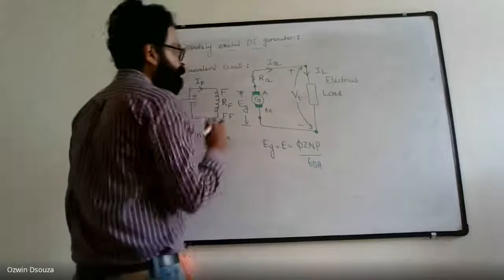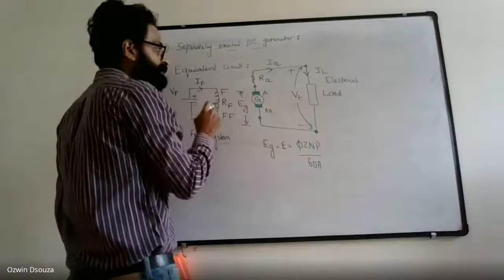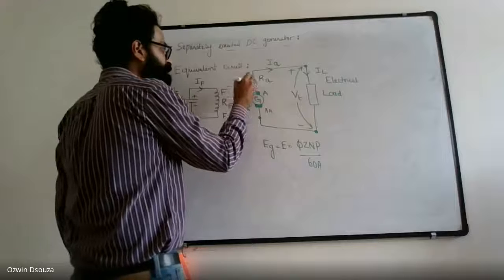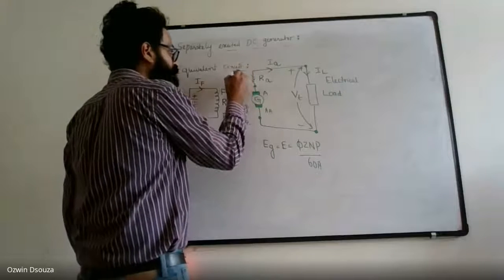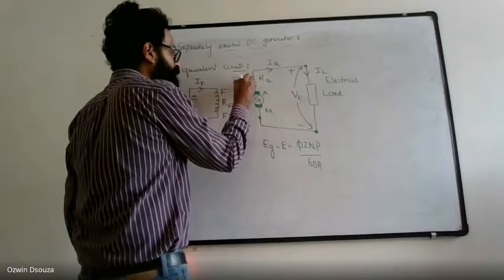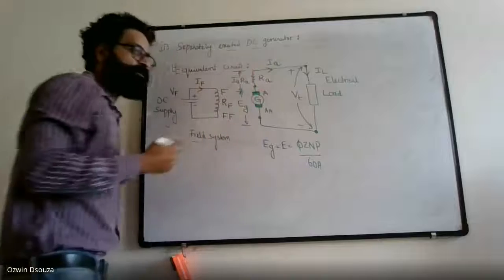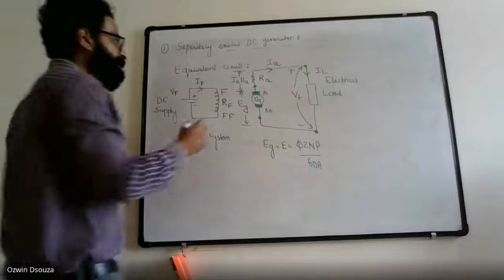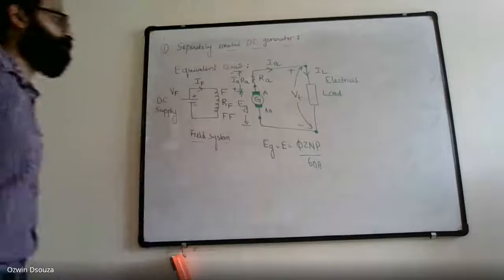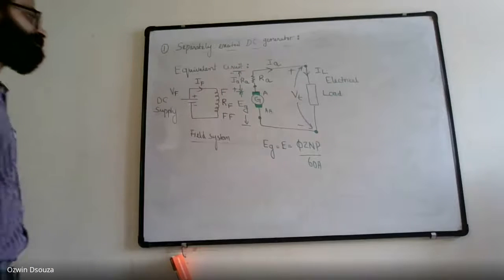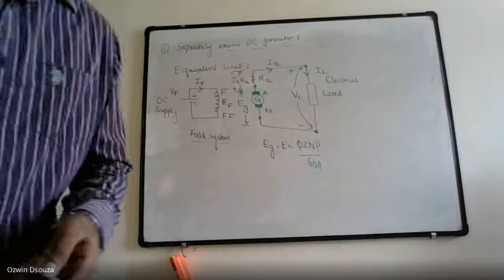Now, when the armature current IA flows through the armature resistance RA, there will be a small armature voltage drop, right? That voltage drop we can take as IA into RA. And in the usual sense, you can put the polarity, right? So this is positive and this is negative. So that completes the equivalent circuit of the separately excited DC generator.